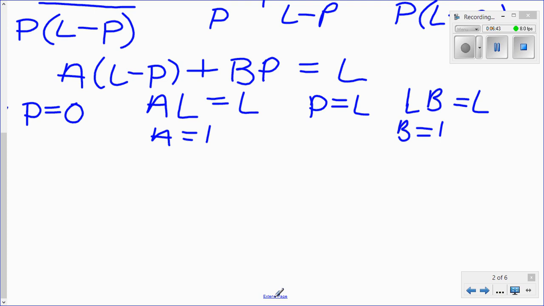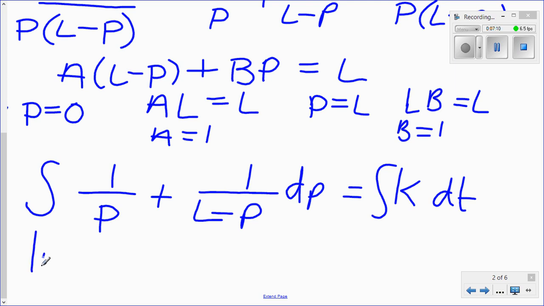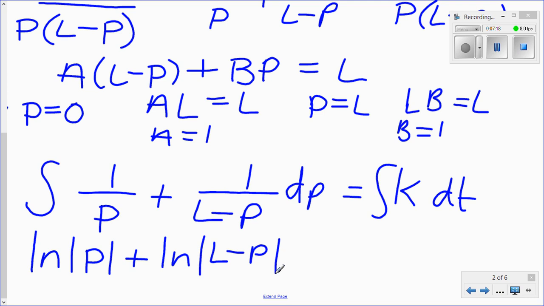Okay, so we end up integrating 1 over P plus 1 over L minus P dP on the left side. And remember, that just equals k dt, which we're also going to integrate on the right side. Okay, so now we can integrate. All right, so on the left side, we'll end up with natural log of the absolute value of P plus natural log of the absolute value of L minus P equals kt plus C.